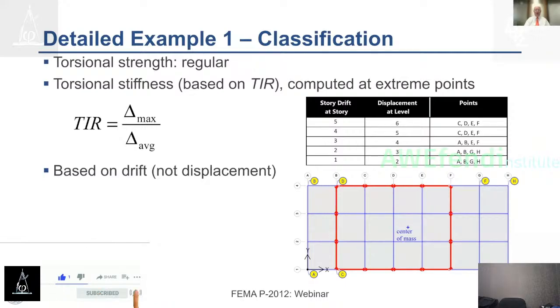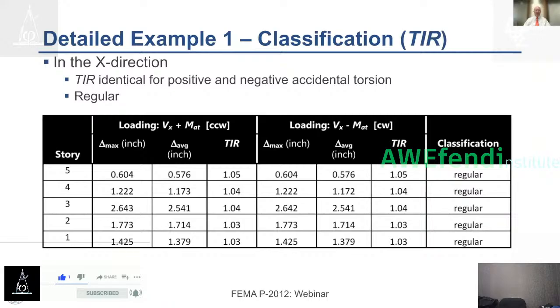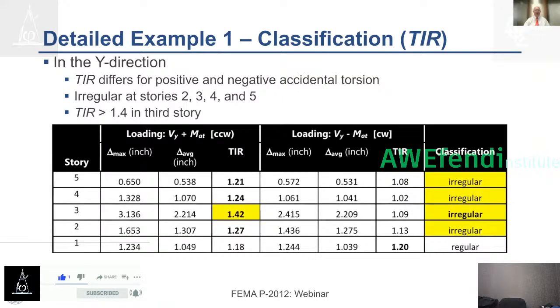And so we go through in the example and we apply static loads, and we include accidental torsional effects, either positive or negative. We have to consider both of those. Because there's some inherent torsion in the negative direction, applying the accidental torsion in the same sense is the worst consideration. So in the X direction, we see that things are regular, but in the Y direction, when we have a counterclockwise accidental torsional moment, that amplifies along with the inherent torsion. And we see that we have irregularity in the top 4 stories of the building, with the worst irregularity being in the 3rd story.